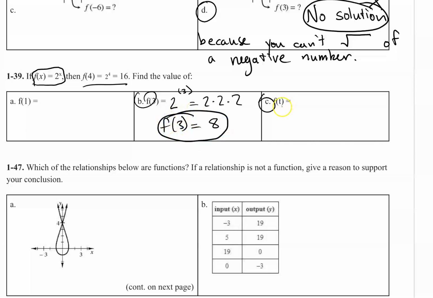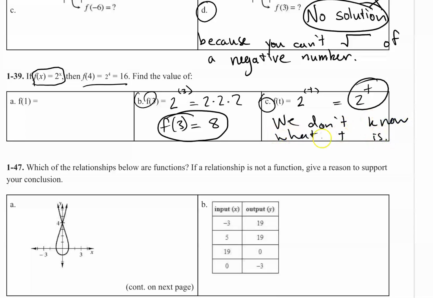C, we have a t inside the parentheses. Let's go ahead and plug that in. So instead of 2 to the power x, we're going to replace x with the letter t. And in fact, that's all we can do. We don't know what t is, so we leave it like that. That one's kind of weird.